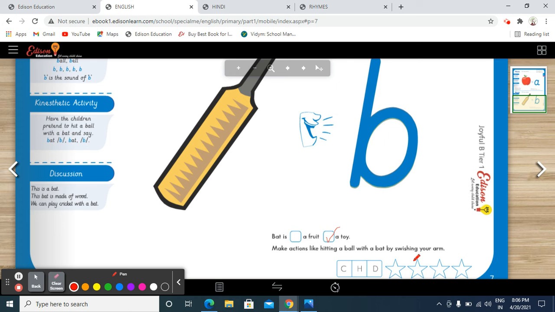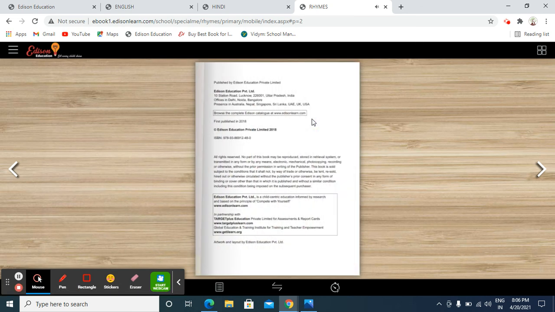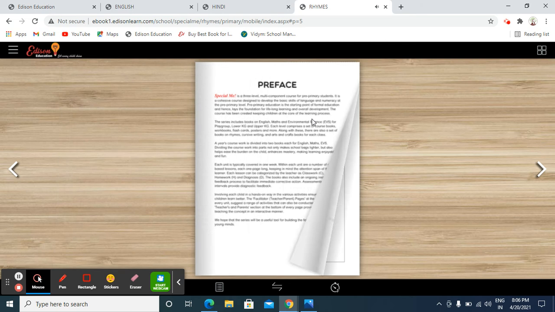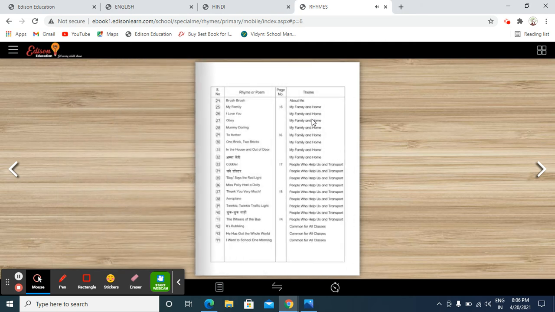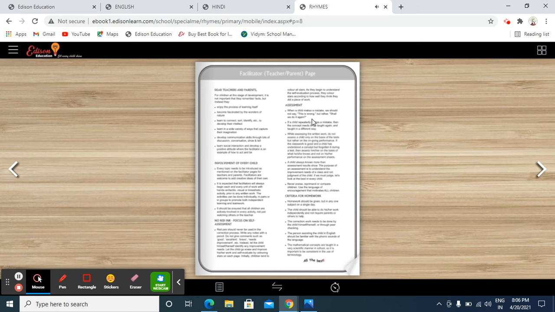Okay, moving on to next, now it's rhyme time. Open your book, Child Centric Rhymes and Action Songs, Joyful Bee. This is your rhyme book. Open it. Next, next. Children, you need not tear your books. You have to use them the whole year.